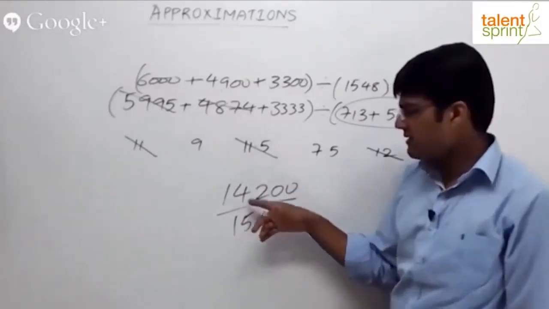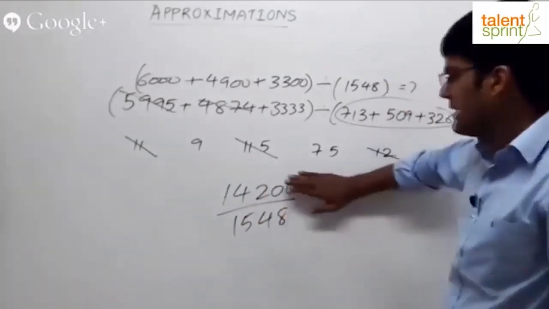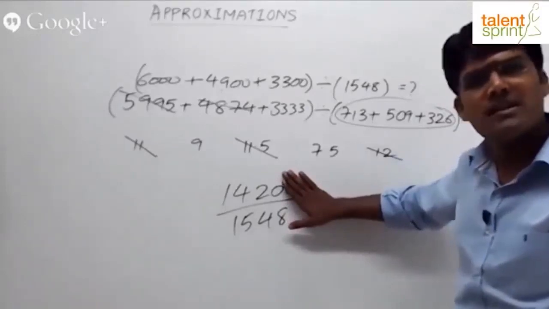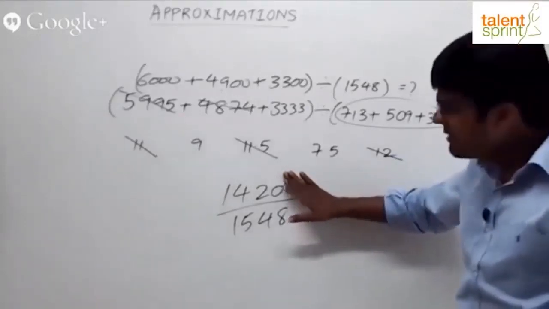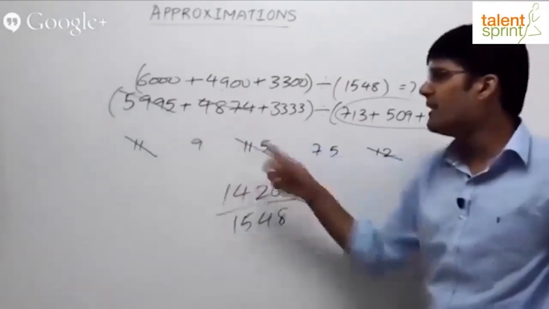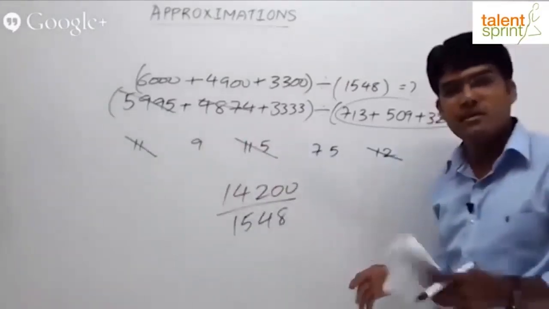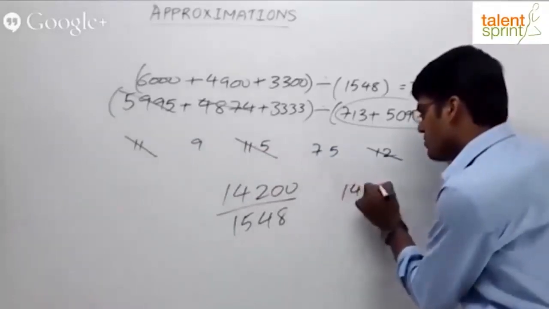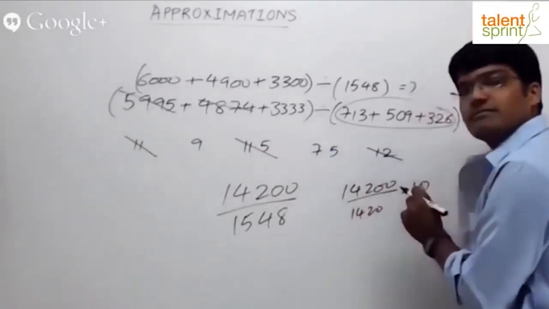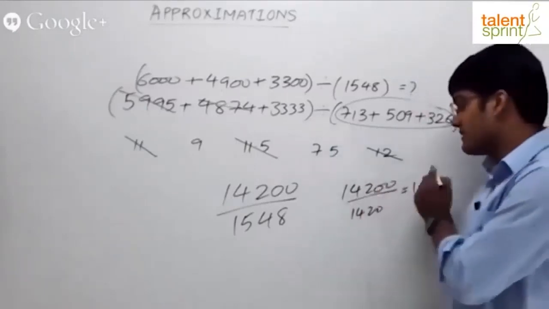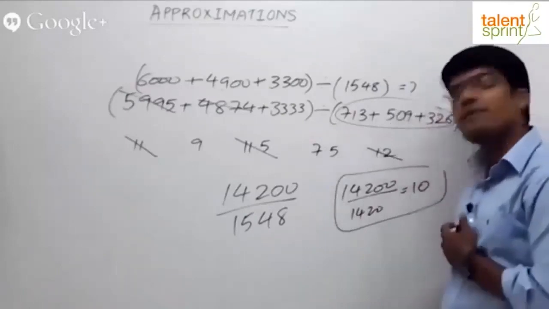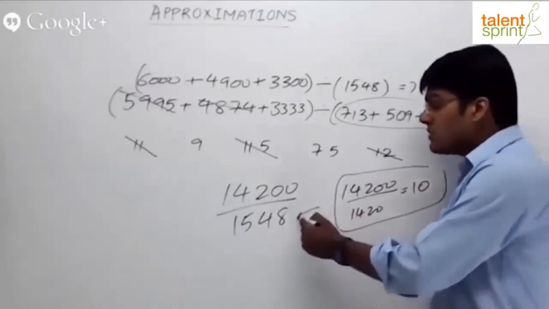Get the point? If you only take the 4 digits, 1420 by 1548, answer should be less than 1. That means less than 10 when you multiply with 10 there, right? Answer should be less than 10. So 11, 11.5 and 12 gets cancelled. Are you able to follow? If it is 14,200 divided by 1420, I'll get exactly 10. So I'm just trying to compare with this calculation. 14,200 divided by 1420 equals to 10. Here the actual numerator is more.